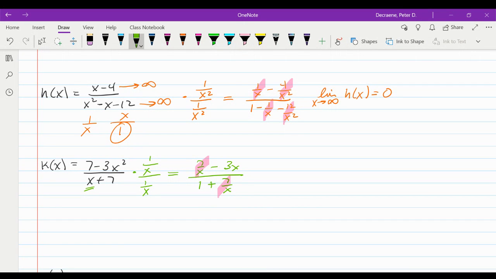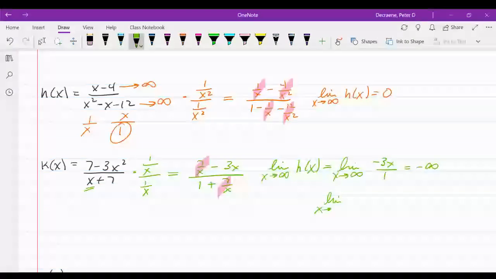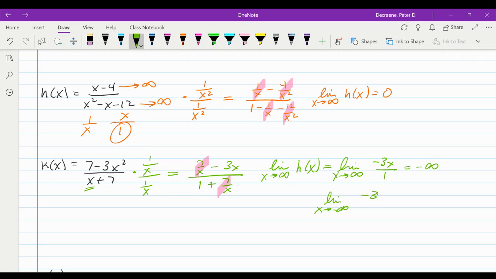And so we can say that the limit as x goes to infinity of k of x is the same as the limit as x goes to infinity of negative 3x over 1. And so that's going to give us negative infinity, because we're doing negative 3 times a really big number. And the limit as x goes to negative infinity of negative 3x over 1 is going to be positive infinity, because a really big negative number times negative 3 is going to be a positive number, divided by 1 is still a really big positive number.